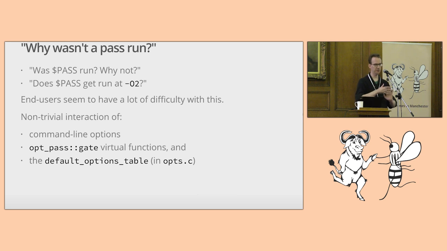Another idea that occurred to me with this is that users, looking at #gcc on Freenode, seem to have a lot of confusion or questions about whether such and such a pass gets run at -O2, or why isn't this pass being run? And when I'm investigating, I often find myself stepping through, for example, the gate virtual functions, because there's a non-trivial interaction between command line options, the bodies of the passes' gate functions, and a table of options that are turned on by default at the different levels.